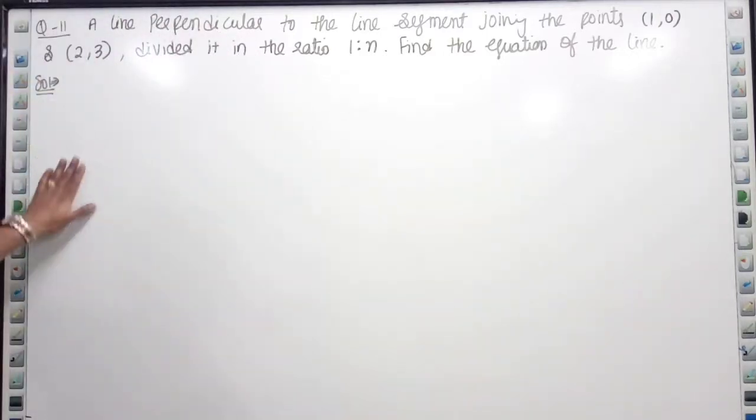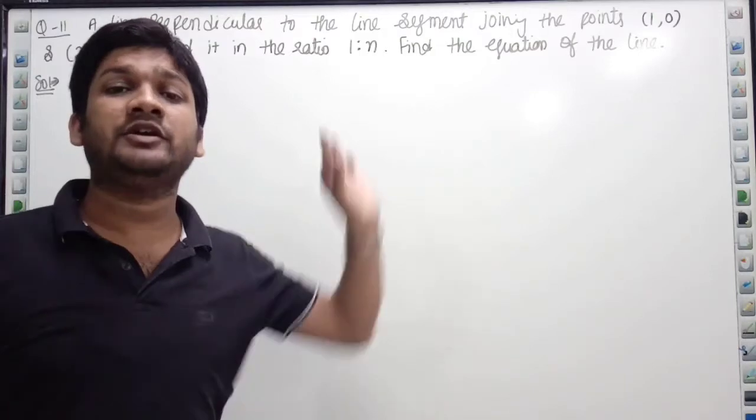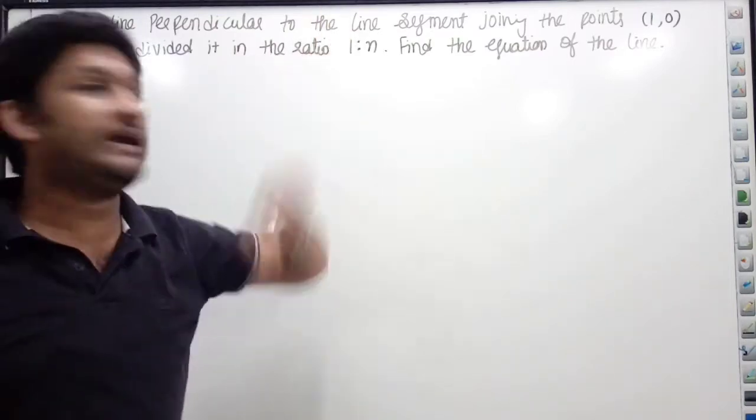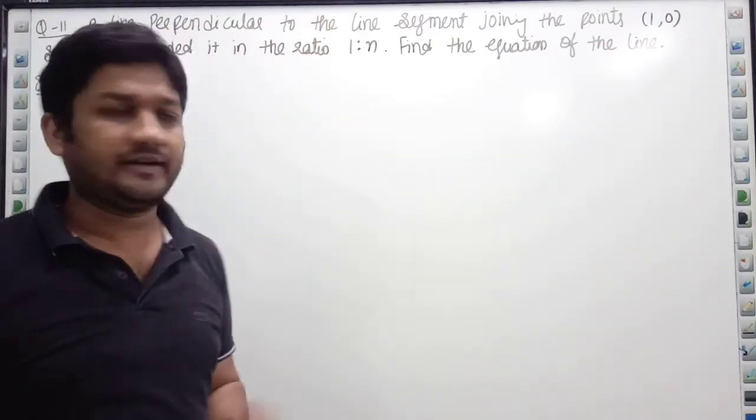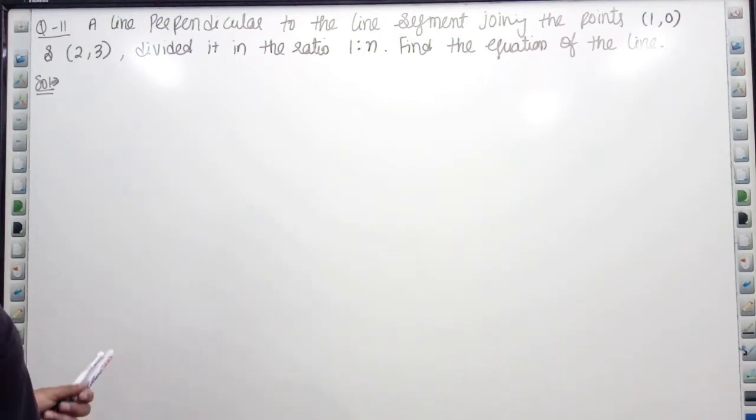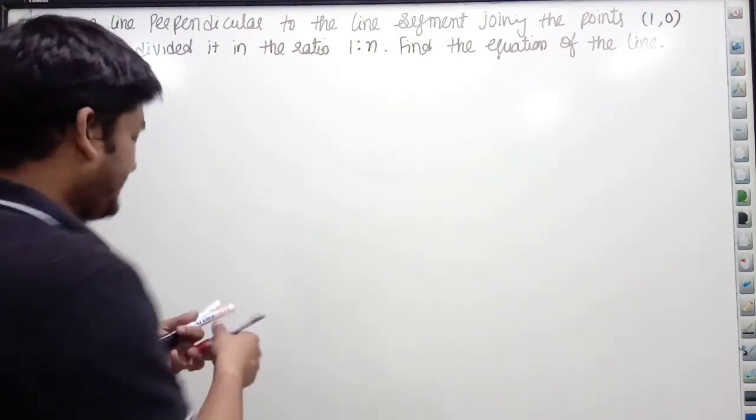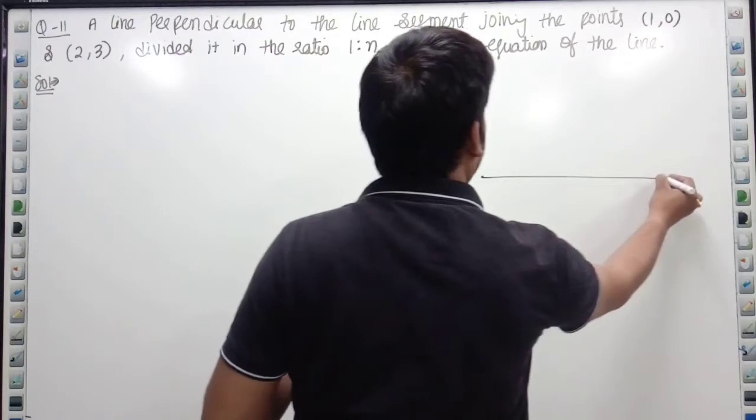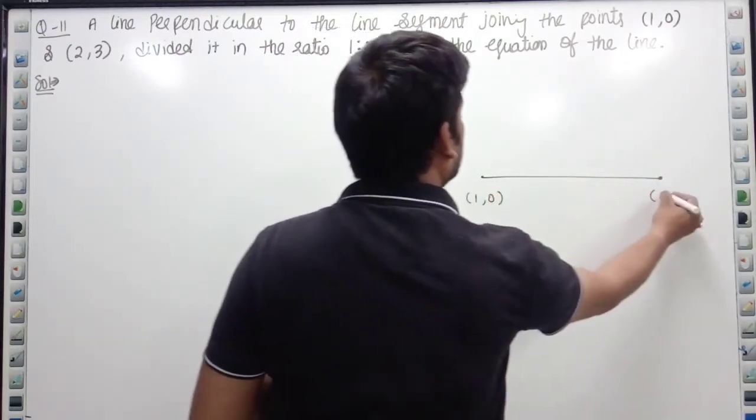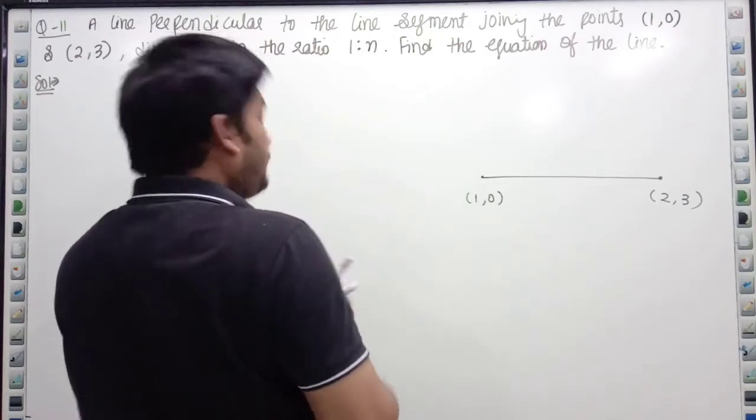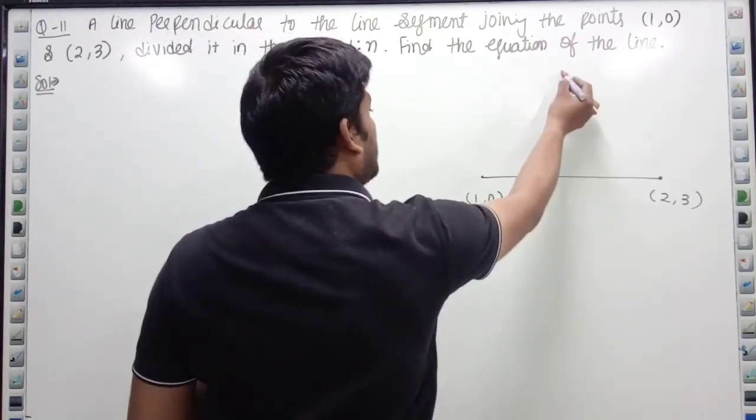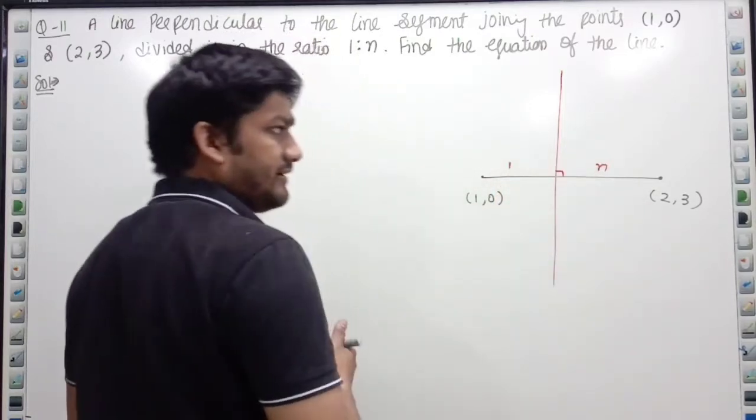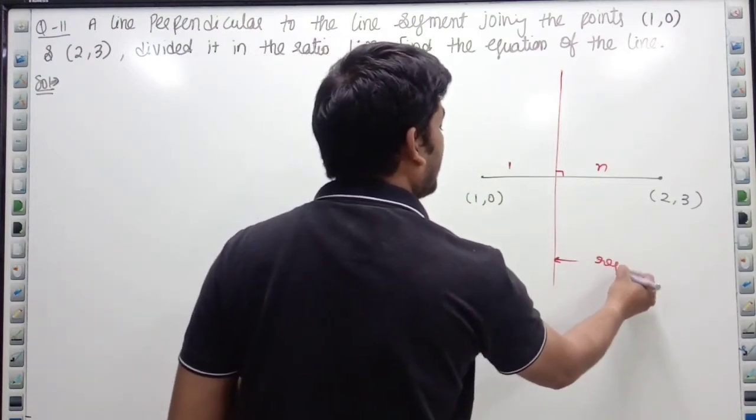Question number 11: we have a line perpendicular to the line segment joining the points (1, 0) and (2, 3), divided in the ratio 1 is to n. Find the equation of the line. So we have to draw a line perpendicular to the line segment. We have these 2 points, (1, 0) and (2, 3), and we have to find the equation of the line which is perpendicular to it and divides it in the ratio 1 is to n. So this will be our required line.